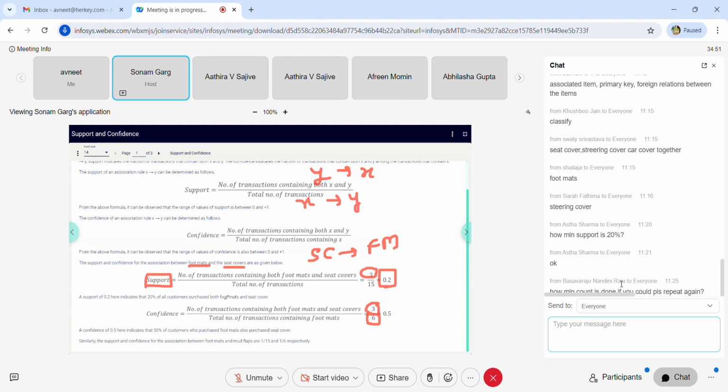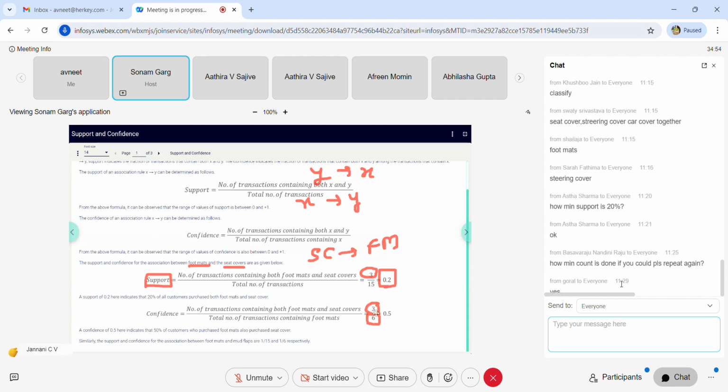In this case, if I'm going from foot mat to seat cover, this is 6. Maybe seat cover was purchased in 4 transactions. That might be 3 by 4, which might be different from this value. So confidence here we are getting is 0.5. A confidence of 0.5 indicates that 50% of the customers who have purchased foot mats have also purchased seat covers. Whereas support was telling us that 20% of the customers purchased both of these things together, foot mats and seat covers.